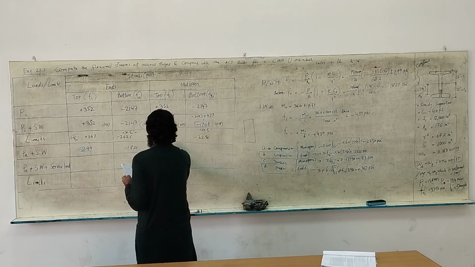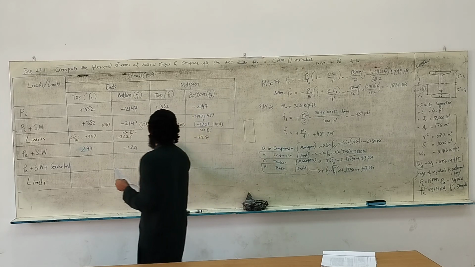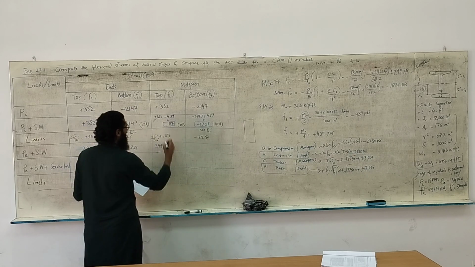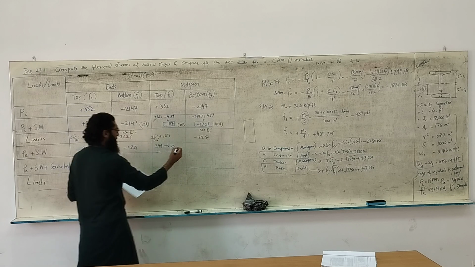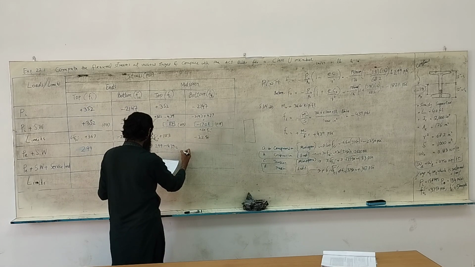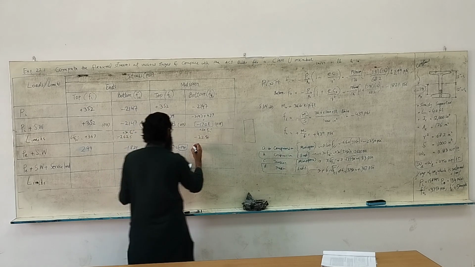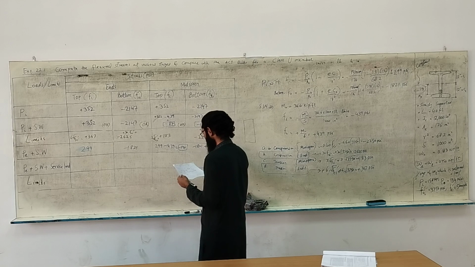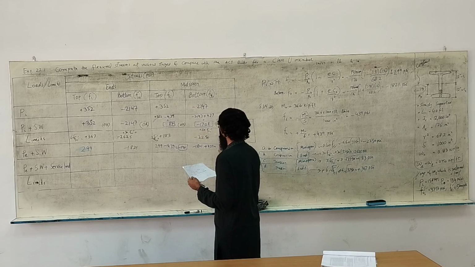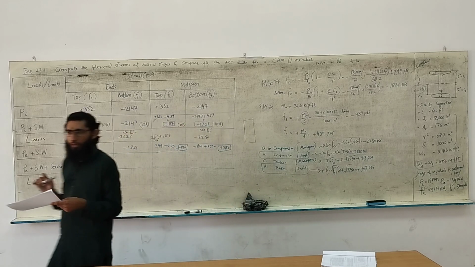So this will be 299 due to pre-stressing and 439 due to self weight. Okay, so this happens to be how much? Minus 140. And over here we have minus 1821 due to pre-stressing and 439 due to self weight. So this is minus 1382. Okay.